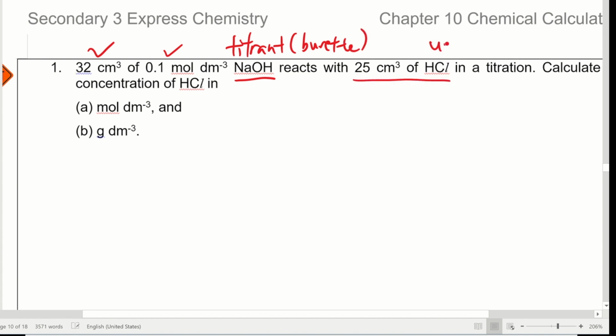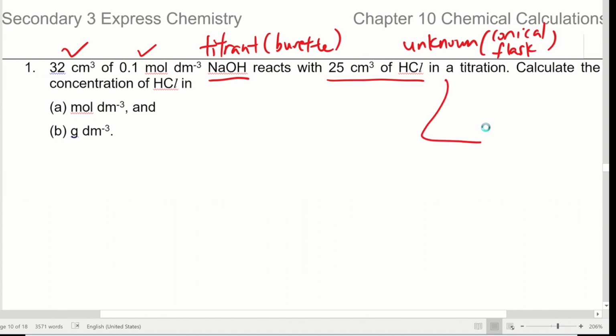Then you are reacting with HCl, which is your unknown. This one will be in your conical flask. Okay, so why conical flask? Why can't I put in a beaker?